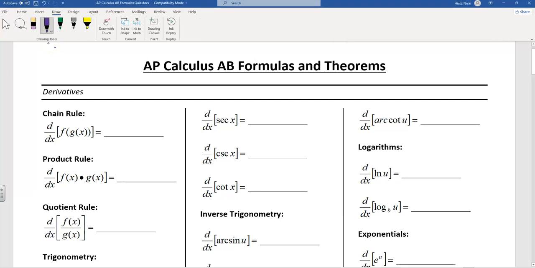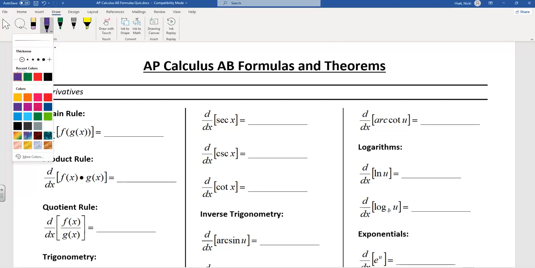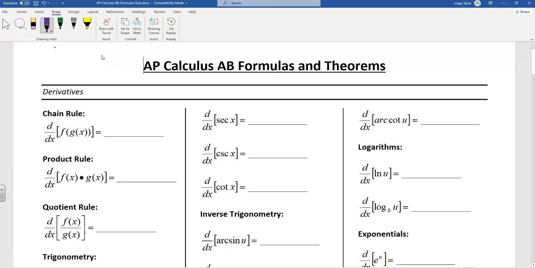Okay, so chain rule: you're going to take the derivative of the outside function, so f prime of g of x times what? G prime of x.